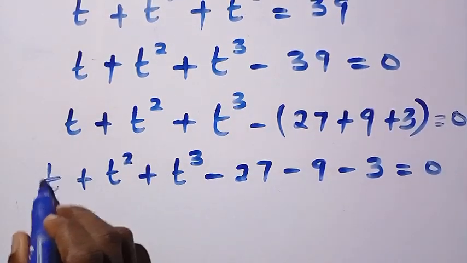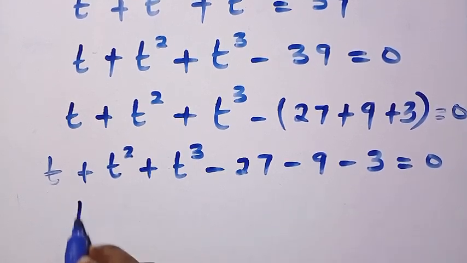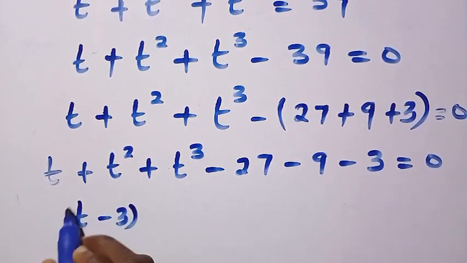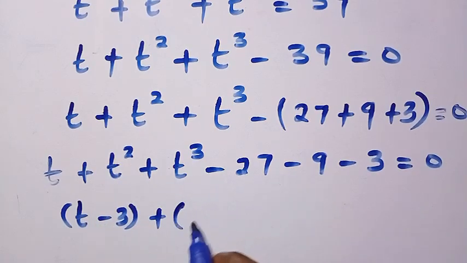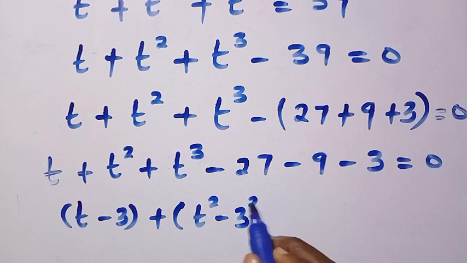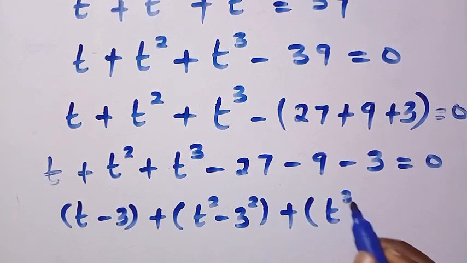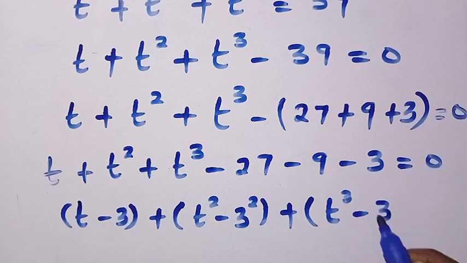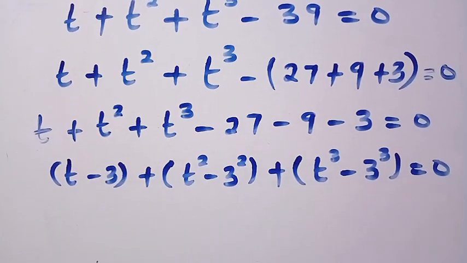So we combine t with 3. They have a power of 1, that is t minus 3 in bracket. Plus also we combine t raised to power 2 with 9. We have t raised to power 2 minus 9, but 9 here is 3 raised to power 2. Plus also we combine t raised to power of 3 minus 27, where 27 is 3 raised to power of 3, equals 0. So here are the 3 things that we have.